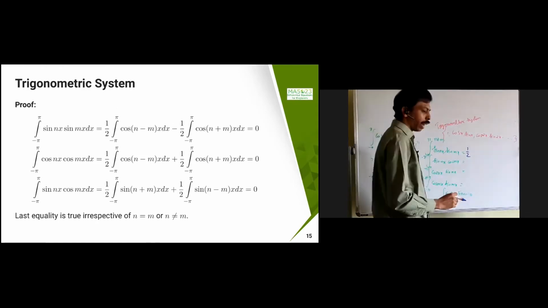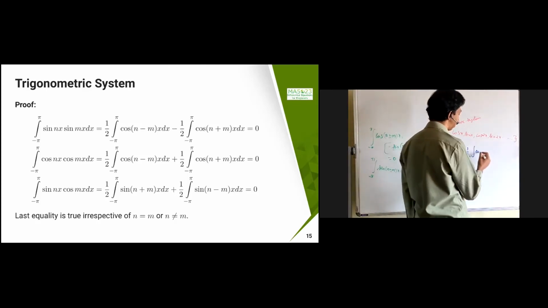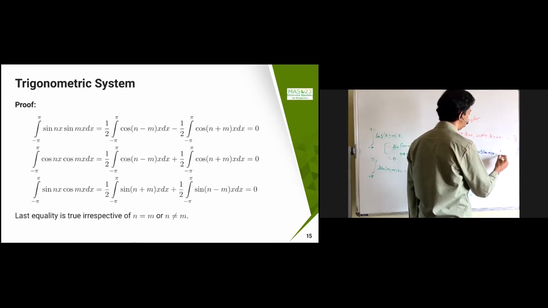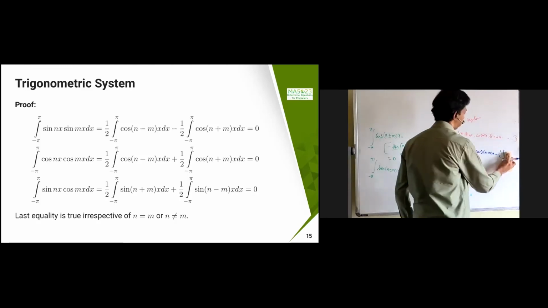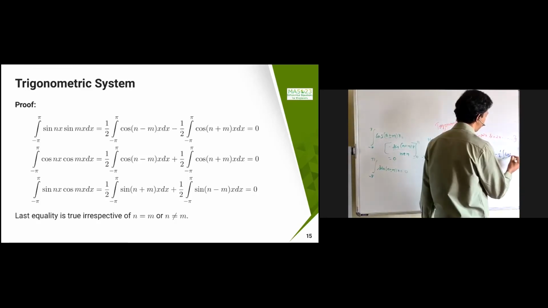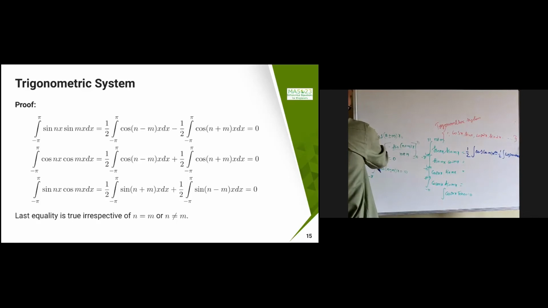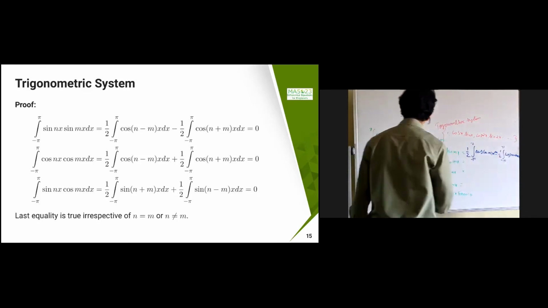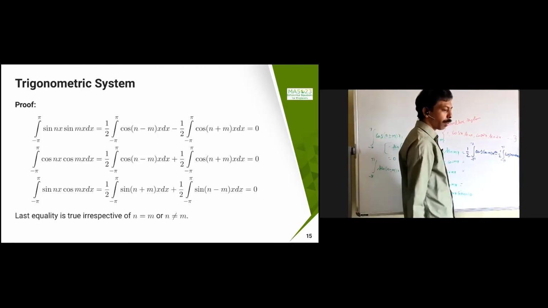Sin nx into sin mx I can write as half into the integral of cos (n minus m)x minus half into cos (n plus m)x dx, from the previous two identities. This is from minus pi to pi, and I know already this is 0, which we got. Therefore, this is 0, this is 0, so the sum is going to be 0.